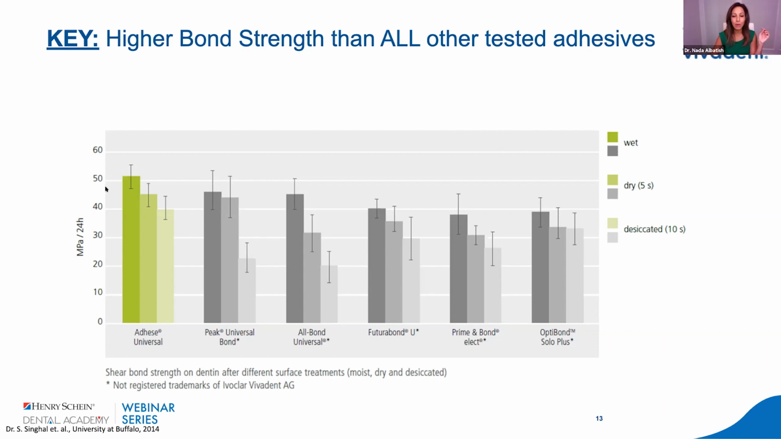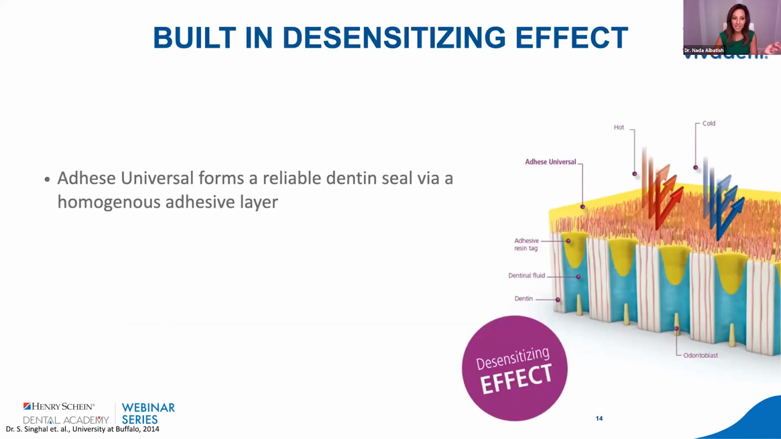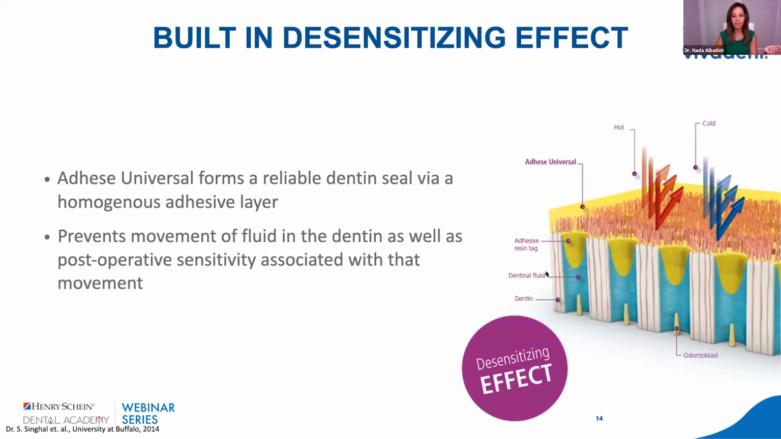But the key here is that the bond strengths are really high using Adhese Universal, significantly higher than some of the other bonds that we show here. There is a built-in desensitizing effect, and that really primarily comes from having integrated HEMA, which is kind of like a Gluma integrated into this adhesive without you having to add a second step or another material that can weaken your bond. It's already all built in there, and it has the strongest bonds. So that helps to prevent movement of the fluid in the dentin.